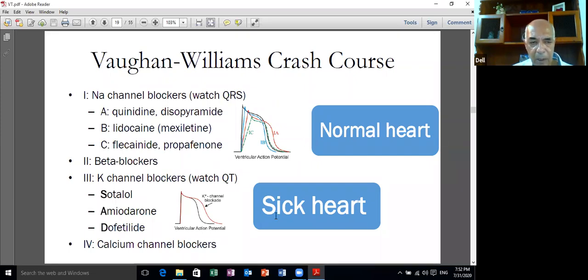The second important group is class 3, which is potassium channel blockers, which we abbreviate by the word SAD: sotalol, amiodarone, and ibutilide. They block the potassium current, so they prolong the repolarization, they widen the QT interval, and they are used in patients having a structural heart disease. So you are sad because you have a sick heart. So for a normal heart, we usually use essentially the sodium channel blockers, and for a structurally abnormal heart, we frequently use SAD, the potassium channel blockers.